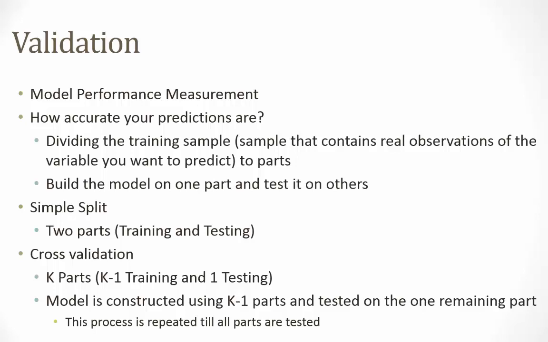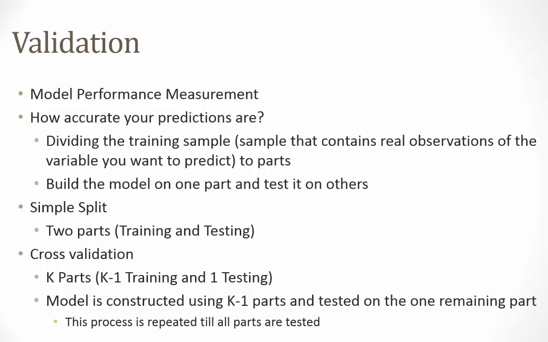So in the simple split validation, you simply divide your training data into two parts, training and testing. And then you can go 50-50, 40-60, or 70-30, depending on what would be a reasonable minimum number of observations for your training model that you want to have in your training. So deciding on the training portion and testing portion partly depends on what type of methodology you are using.